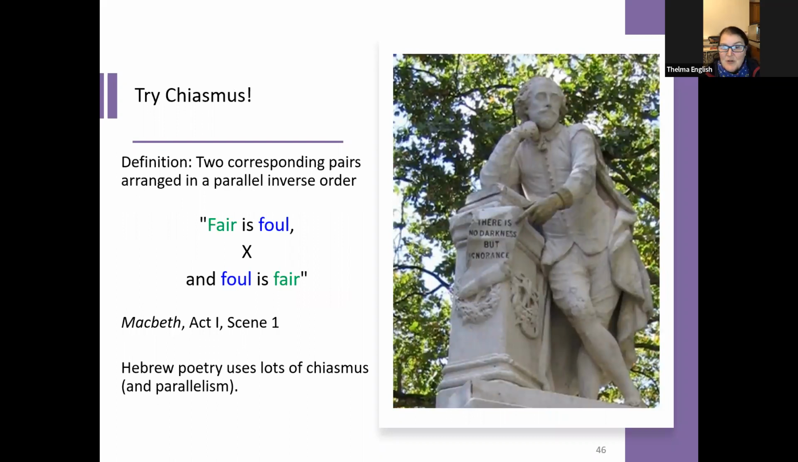Chiasmus. Hebrew poetry uses lots of chiasmus and parallelism. If you know me, you know that I did exegetical theology at Western Seminary here in Portland. And so when we learned about Hebrew poetry, we did Hebrew and Greek because it was exegetical theology. So we did it in the Hebrew, but two corresponding pairs arranged in a parallel inverse order. So he says, fair is foul, and then he says, and foul is fair. So this is chiasmus. It kind of forms an X if you draw a line from fair to fair and from foul to foul. And this is right out of Macbeth.